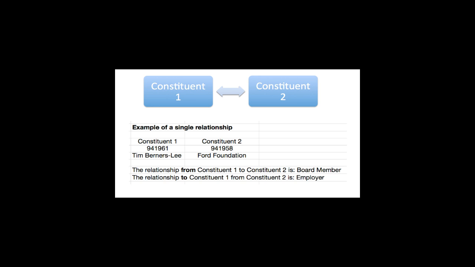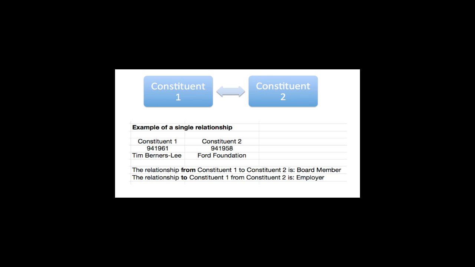The approach that I like to use with the relationships is to first have those constituents already in Little Green Light. So the easiest thing to upload is a file where you have two constituent IDs. In this case, we're showing the LGL constituent ID. If you had external constituent IDs that you've defined, you could also use those. But LGL will have a constituent ID for every one of those constituents.